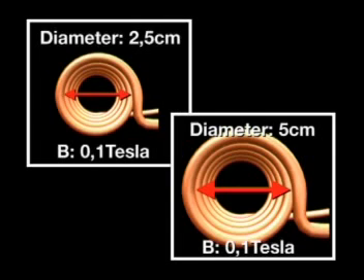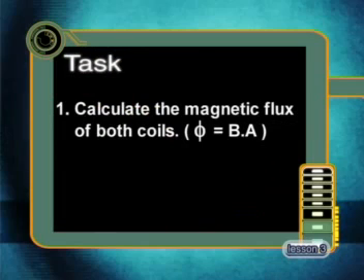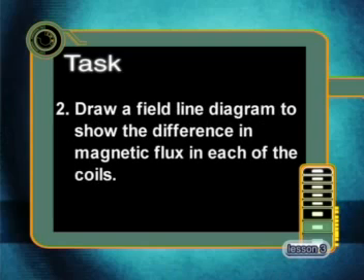Now, in today's task, I want you to examine these two coils. The one coil has a diameter of 5 centimeters, and the other has a diameter of 2.5 centimeters. The magnetic field of both the coils is measured as 0.1 Tesla. Calculate the magnetic flux of both the coils. Draw a field line diagram to show the difference in magnetic flux in each of the coils.